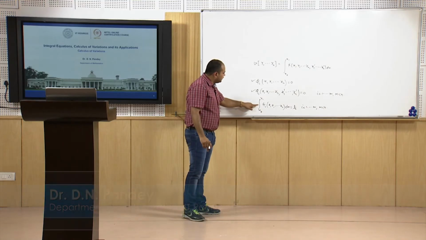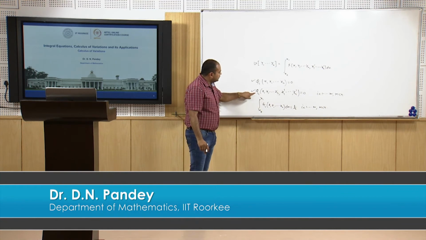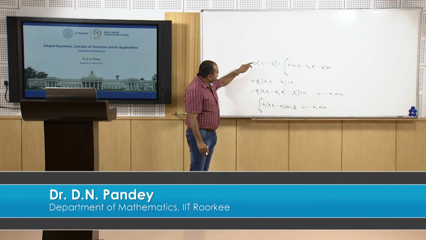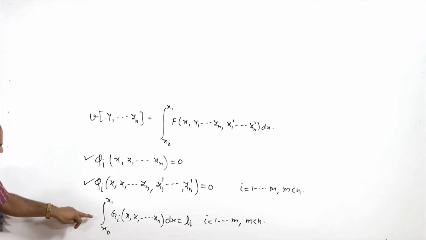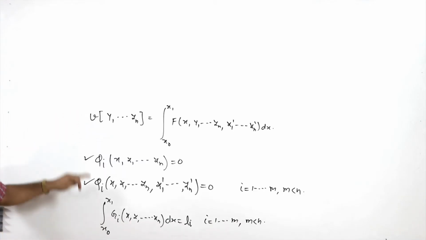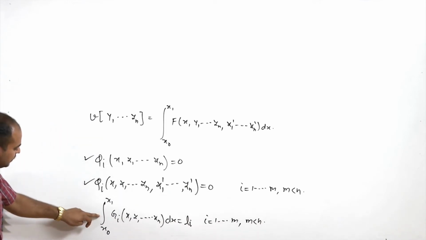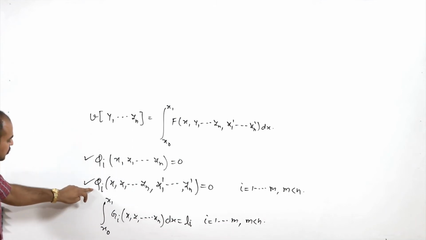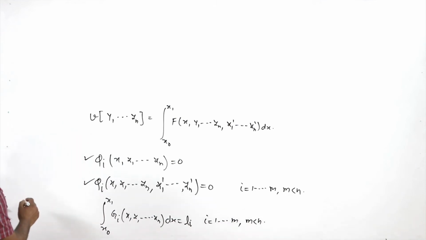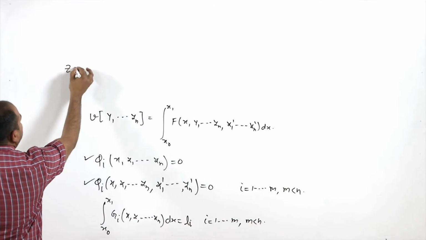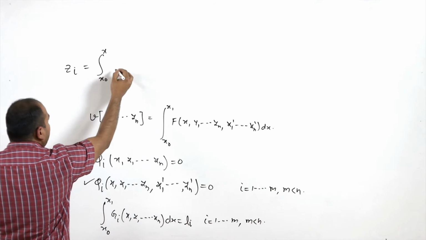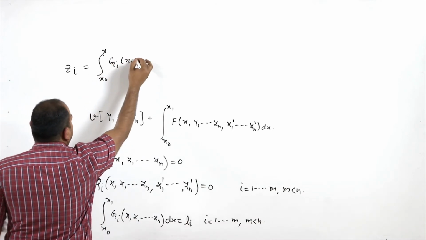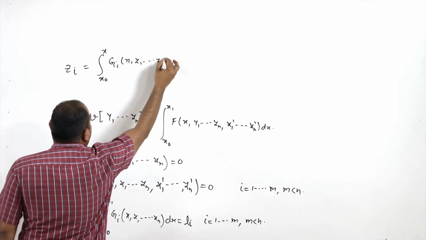So this can be reduced to this. The problem of extremum of this along with this condition is known as the isoperimetric problem, which we have already discussed. But here we can observe that this problem can be reduced to the problem which we have just discussed by assuming a new variable, that is zi, as the integral from x0 to x of gi(x, y1 to yn) dx.